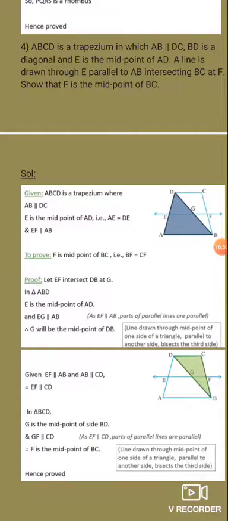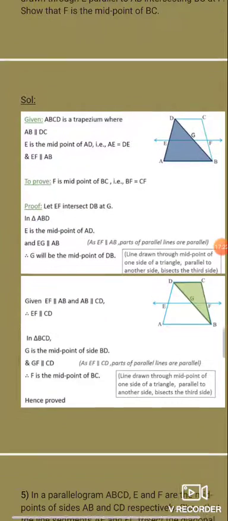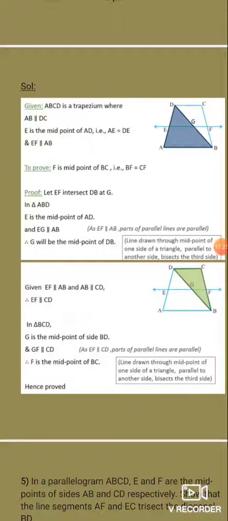Now for the proof, let EF intersect BD at G. In triangle ABD, E is the midpoint of the side AD and EG is parallel to AB. As EF is parallel to AB, parts of the parallel lines are parallel. Using that reason, what? EG is parallel to AB. Now therefore G will be the midpoint of DB. That is, a line drawn through the midpoint of one side of a triangle parallel to another side bisects the third side. So G will be the midpoint of DB.